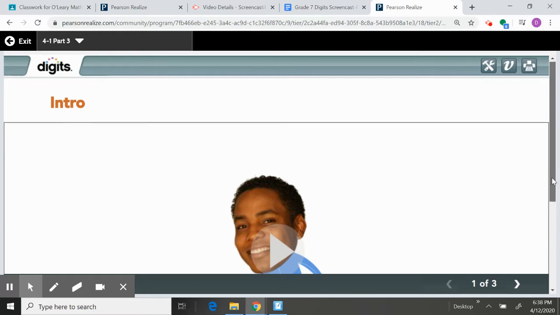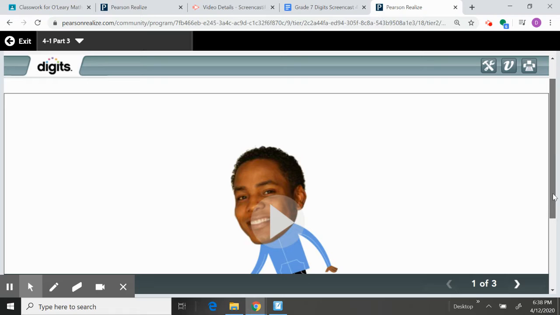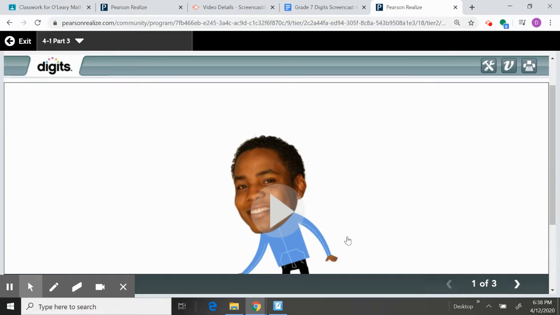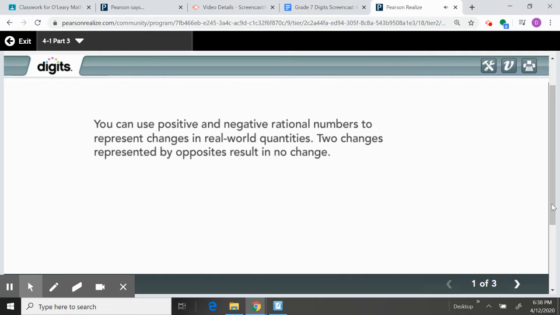I'm going to click the play button, and you'll see that here they're talking about numbers and their opposites, and that is going to be the basis of what you're doing today. You can use positive and negative rational numbers to represent changes in real-world quantities. Two changes represented by opposites result in no change.